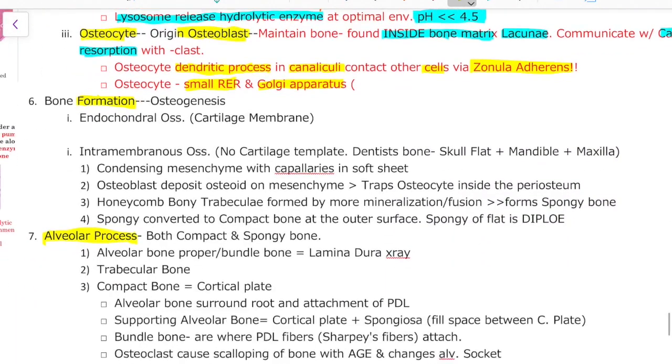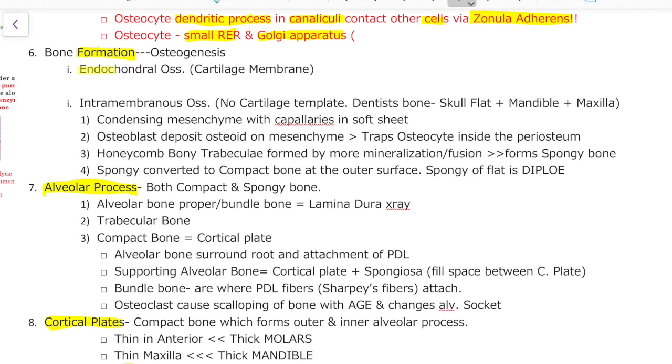Then we have two types of bone formation. We talked about endochondral. Endochondral, as the word suggests, you need a cartilage template. So always this will involve your hyaline cartilage that gets replaced. So let's talk about this. So you have your hyaline cartilage that gets replaced and becomes woven bone. Woven bone is very unstable. So that will become compact lamellar, compact bone.